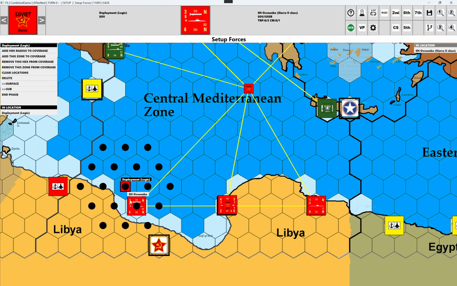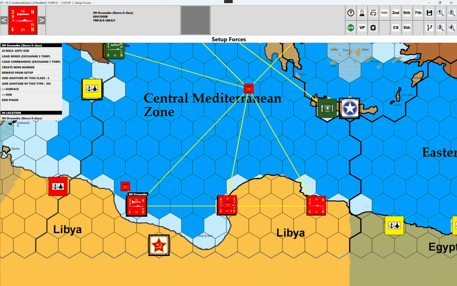And I've linked only one object to that, one ship. That's this Soviet sub Sierra class, the Ovsienko. And so it's linked to that. So when the game starts, it will automatically choose a location, it'll randomly pick a location that is linked to this deployment logic, and that's where it's actually going to start the game. So that gives you a little bit of variability.